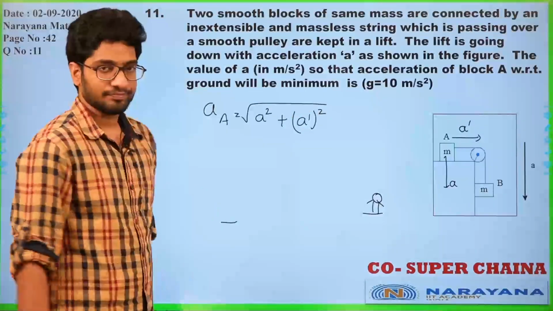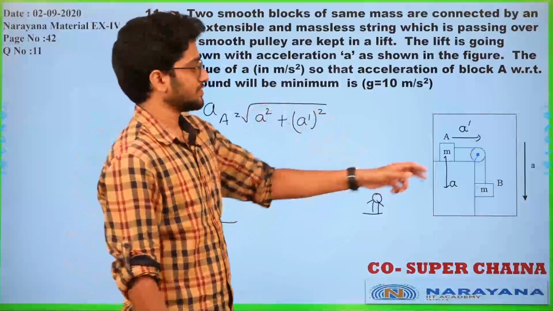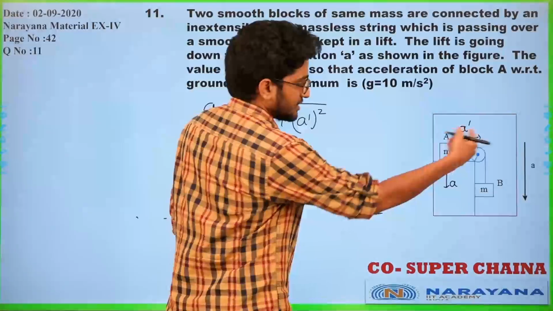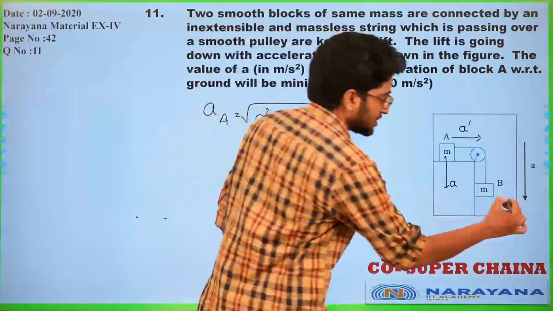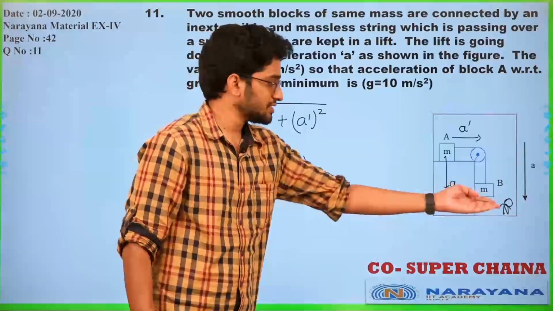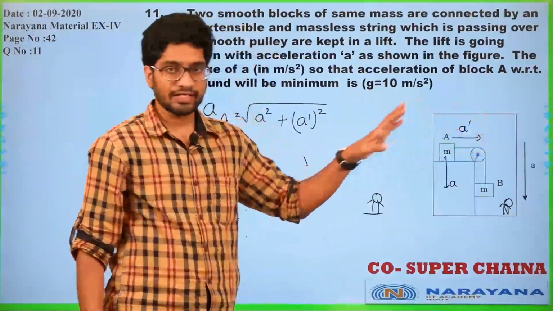Now this should be minimum. So we need to find a, so that this is minimum. So first let us find a relation between a dash and a. Now this observer can see a dash and a, but if I take an observer inside the lift, he can see only a dash, because he is also moving down with the same acceleration a. So he can see only the horizontal acceleration a dash.